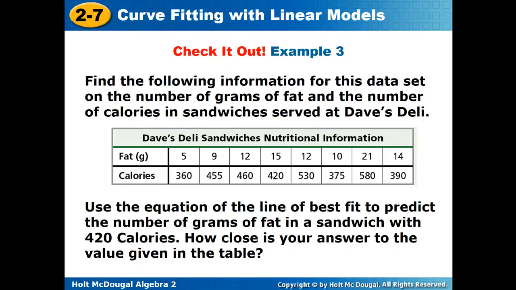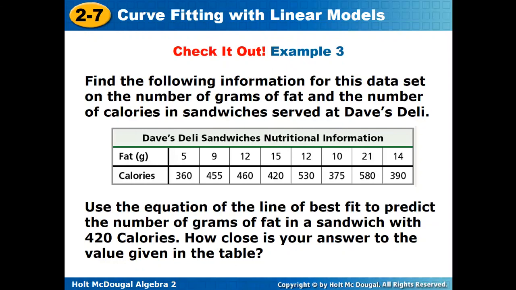Okay, so there's a lot of different things they want us to do today on this problem. It says find the following information for this data set on the number of grams of fat and the number of calories in sandwiches served at Dave's Deli. Use the equation of the line of best fit to predict the number of grams of fat in a sandwich with 420 calories. And then it says how close is your answer to the value given in the table.